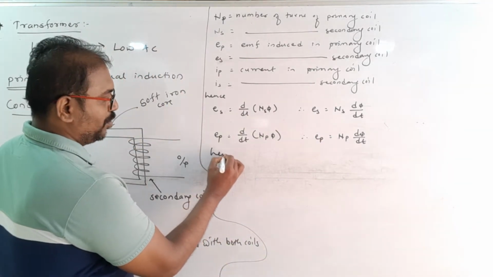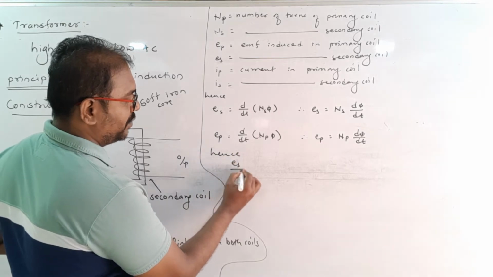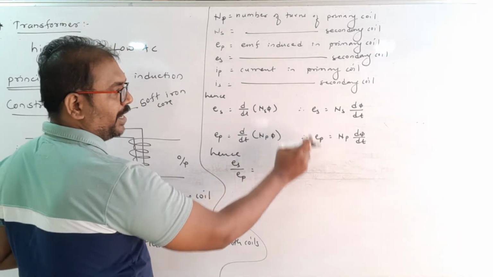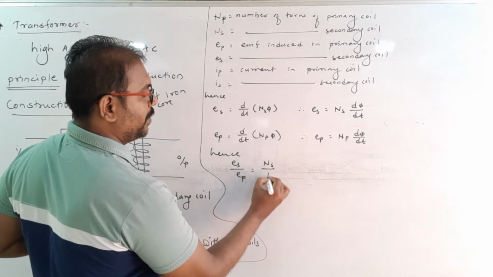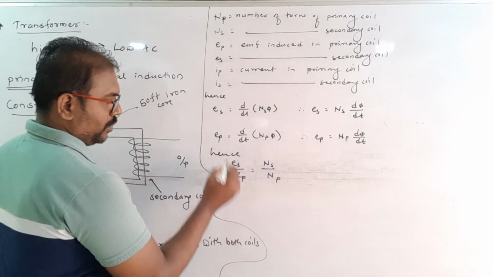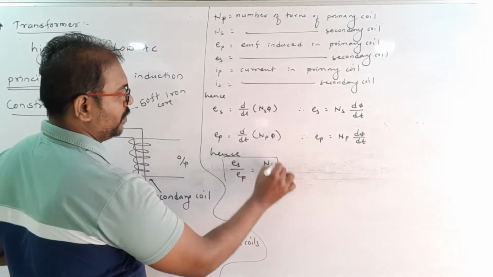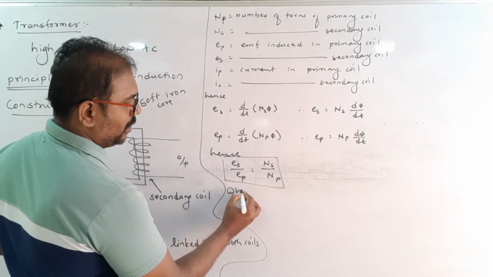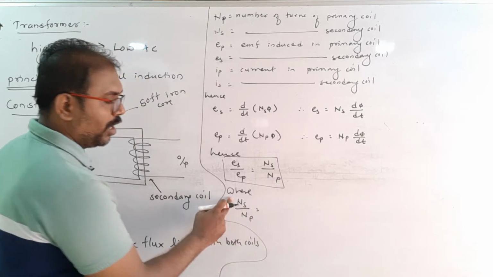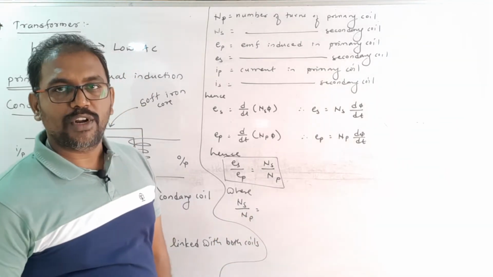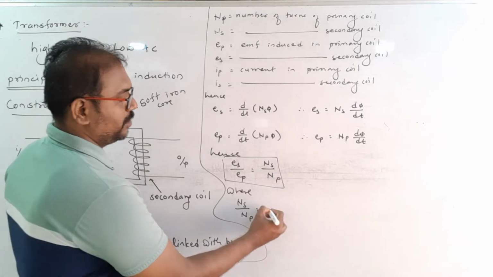Let me take the division of these two. Hence ES divided by EP. d phi by dt gets cancelled and we get NS by NP. So this formula we get, where NS by NP, number of turns of secondary divided by number of turns of primary, is called the turns ratio.